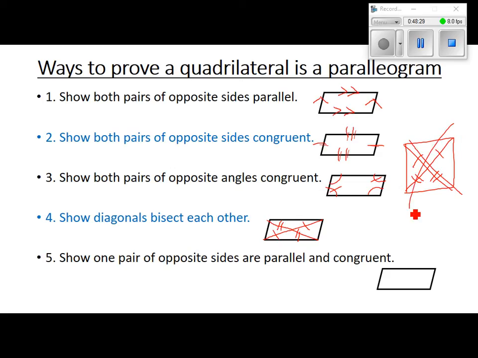And the last one, this is probably the hardest one. If we can show that these two sides are parallel and that same pair of sides are congruent to each other, then we know it's a parallelogram. So it's sort of a mixture of the first two up here, but only using one pair of sides.